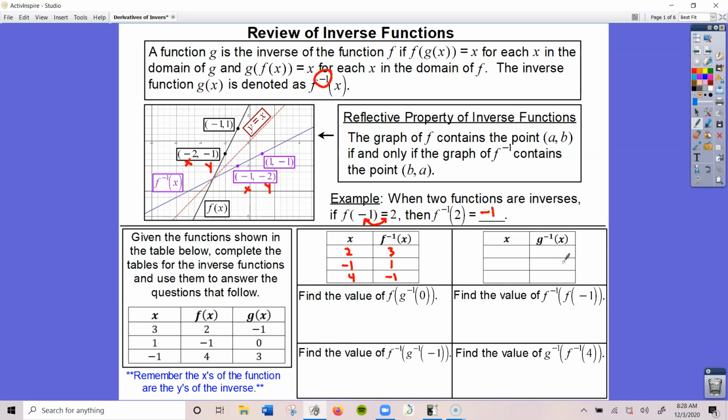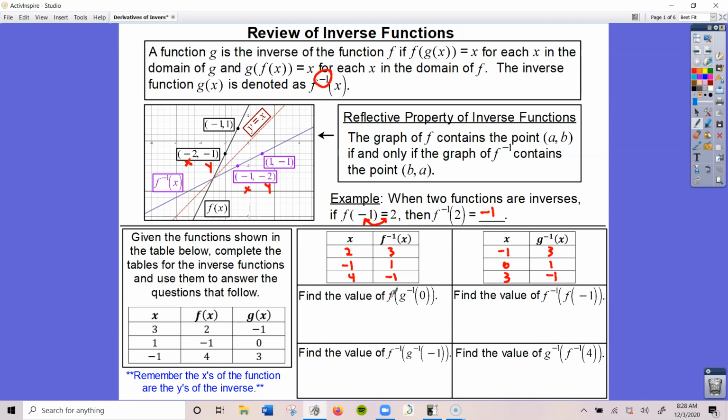Now over here, I would do the same thing for the inverse of g. What were the function values for g become the x values of the inverse, and what were the x values become the y values. And now we're going to see if we can answer these questions.